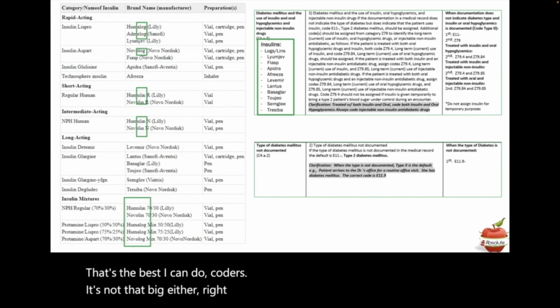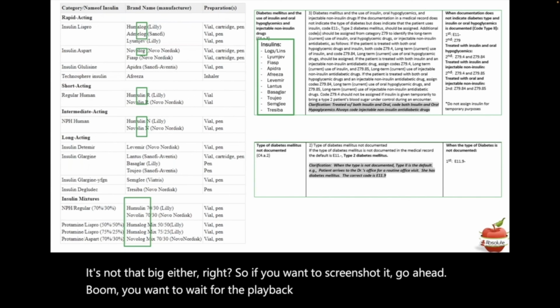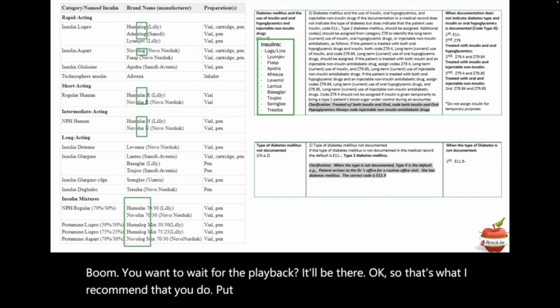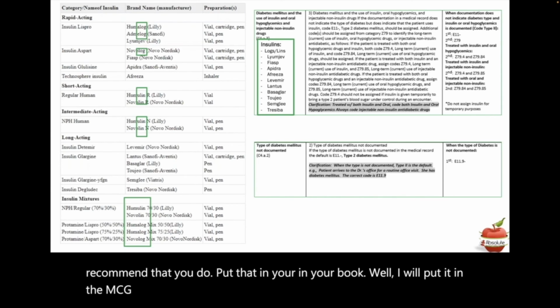So if you want to screenshot it, go ahead, boom. If you want to wait for the playback, it'll be there. Okay? So that's what I recommend that you do. Put that in your book. Well, I will put it in the MCG manual, then go ahead and put it in your book. Just saying.